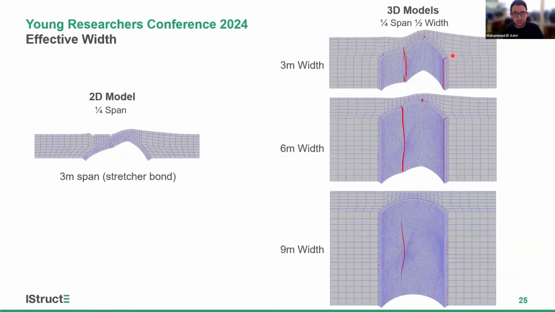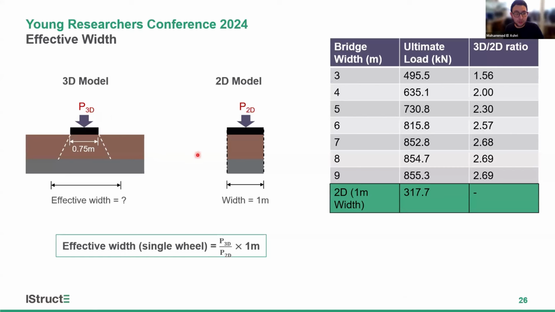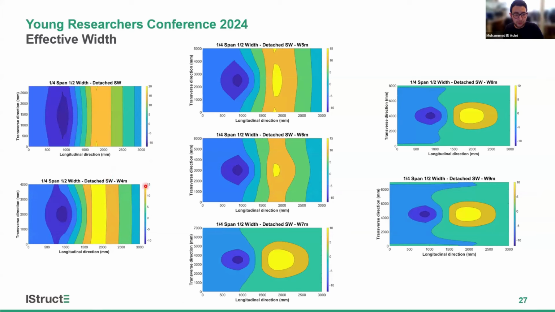The simplification depends on relating 3D models to 2D models with effective widths. To calculate the effective widths, we are using the failure load from the 3D case and the failure load from the 2D case. To further investigate this, we considered increasing the width 1 meter at a time. We noticed that starting from 7 meters, the ultimate load starts to converge as seen here, indicating the presence of a specific effective width. This is further indicated with load displacement contours showing negligible displacement at the faces of the arch barrel.